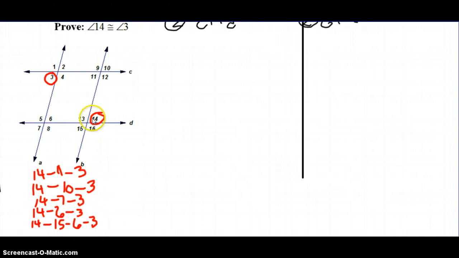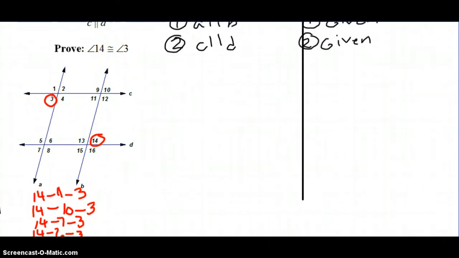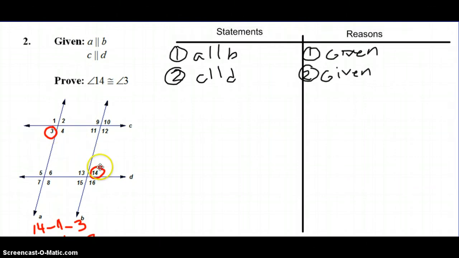Additionally, I could also go from 14 to 5, which are alternate exterior, same side exterior, but those angles are supplementary, and so are 5 and 3. While we could go that route, that would just mean more steps because those angles add to 180, whereas we're just trying to show a pair of angles are congruent. So I'm actually going to use 11 as my go-between angle. And so I'm going to go from angle 14 to 11.